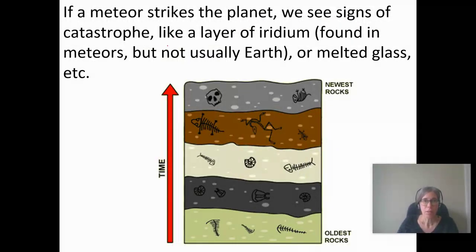This showed up on an AP test at one point. If a meteor strikes the planet, we're going to see signs of a catastrophe. So, for example, iridium, which is found in meteors, but not so much on the Earth, or melted glass, right? If a meteor hits the Earth, it comes in very, very hot once it goes through the atmosphere, and it can change sand into glass. So you might look for that. So for example, if you see a layer here of iridium or melted glass or whatever, you might expect a mass extinction event. So if you see something like that, you would have something different above compared to below.